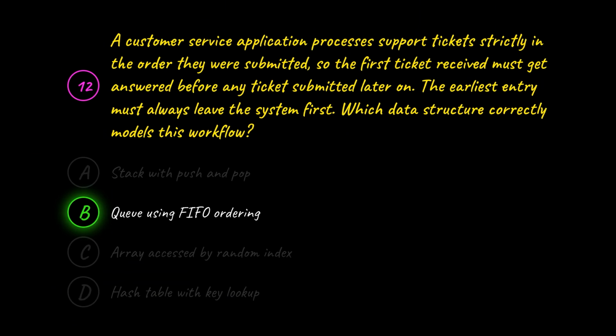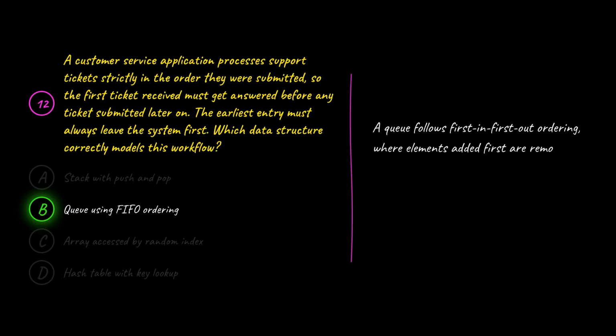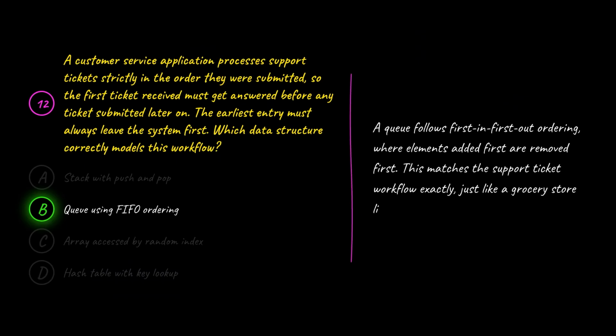The correct answer is B. Queue using FIFO ordering. B is correct because a queue follows first in, first out ordering, where elements added first are removed first. This matches the support ticket workflow exactly, just like a grocery store line serving the earliest customer first.